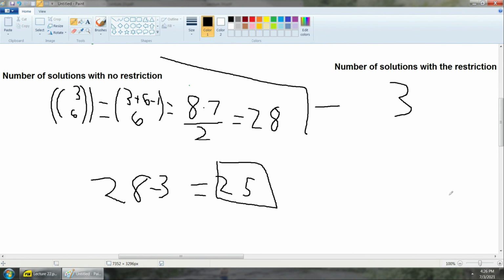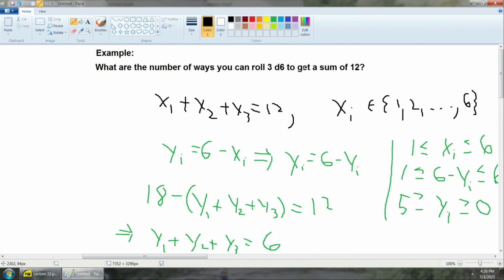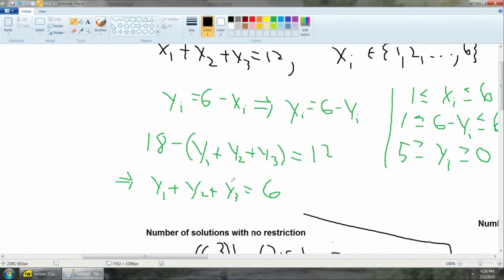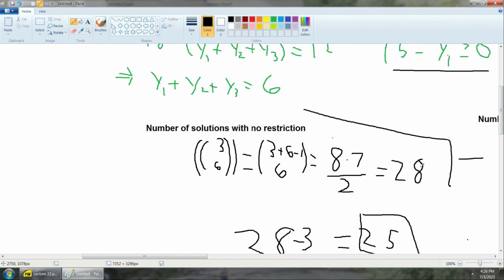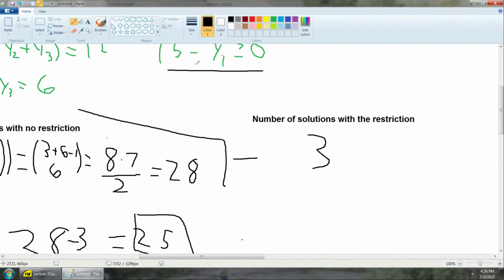So in this case, there are 25 ways that I can roll 3d6 to get a sum of 12. And to find it, I took my non-standard problem here and turned it into another non-standard problem that had an easier restriction on it in terms of being able to count the solutions I overcounted. I found the number of solutions to this equation where I had no restriction other than the y sub i's were non-negative. So that's the straightforward problem that I've done on the slides and did in a couple of examples. And from there, I subtracted the number of solutions with this extra restriction that I need to impose for this upper bound.